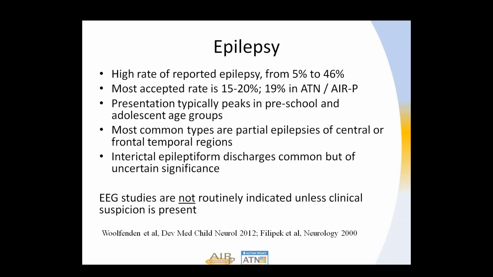Let's move on to epilepsy. I mentioned earlier there is a high rate of epilepsy reported in people with autism spectrum disorders, and various studies report a prevalence from 5% to as high as 46%. Most studies feel that this is in the range of about 15 to 20%. And in a survey of our families enrolled in the ATN registry, we found that 19% reported having epilepsy, fairly consistent with other published reports here.